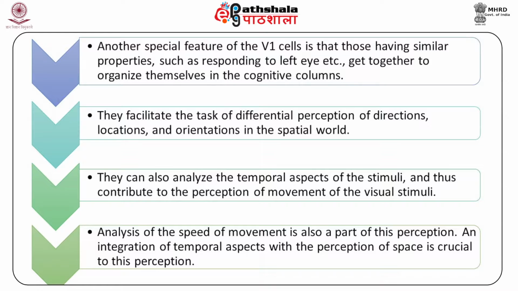They can also analyze the temporal aspects of the stimuli and thus contribute to the perception of movement of the visual stimuli. Analysis of speed of movement is also a part of this perception. An integration of temporal aspects with the perception of space is crucial to this perception. After about 100 milliseconds, the neurons of the V1 area become attuned to the global perspectives of a visual pattern also. It happens due to the activation of the higher cortical areas and the projections from the pyramidal neurons.